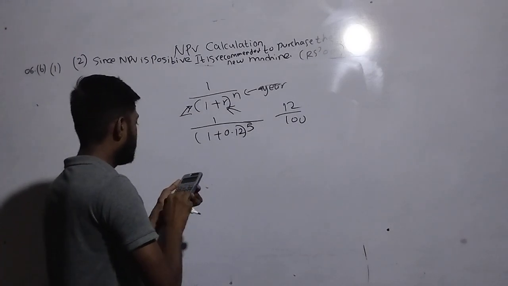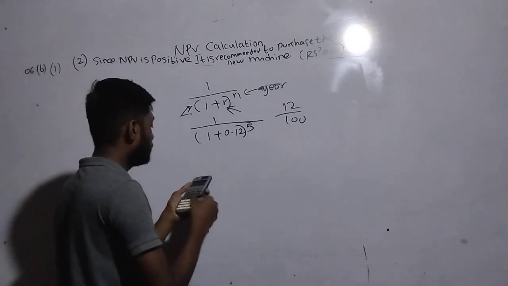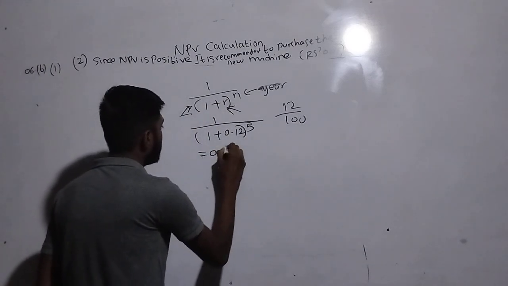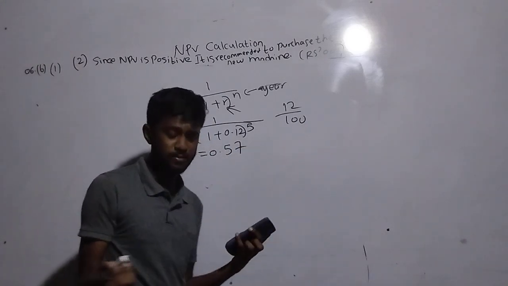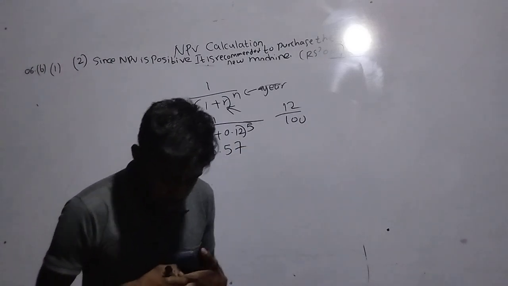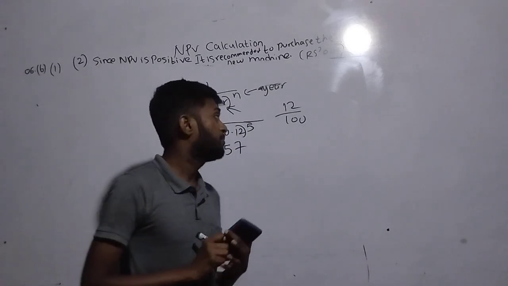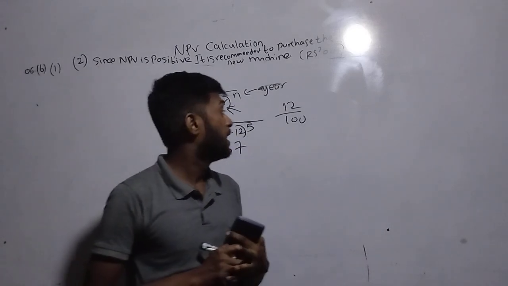1 over 1 plus 0.12 to the power 5, you are getting 0.567. Once you round off, it's going to be 0.57. See how easy it is. This is how you can calculate it if the discount factor is not given. So that brings the end of today's NPV discussion.